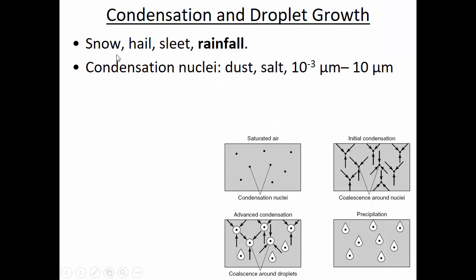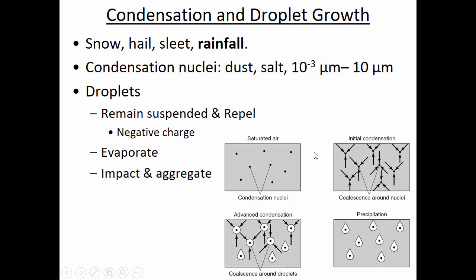So all of the precipitation types that you can think of, whether it's snow, hail, sleet, or rainfall, they all rely on the droplet growth, the effect of moisture accumulating and agglomerating onto some sort of an initial nuclei. And one of the interesting things about those particles that are up in the air is that very small particles typically will have a negative charge.